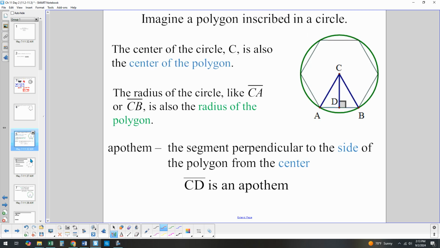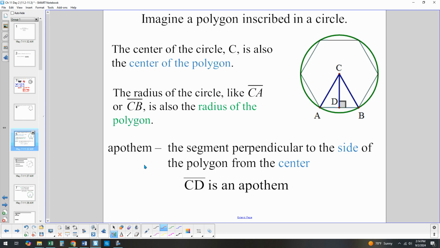Imagine we have a polygon inscribed in a circle. The center of the circle C is also the center of the polygon. So polygons can have centers, and especially we're going to be dealing with regular polygons. And if you remember what regular means, it's equilateral and equiangular. The radius of the circle, like CA or CB, would also be a radius of the polygon. The only difference is a circle has an infinite number of radii, whereas the polygon will only have as many as it has vertices.